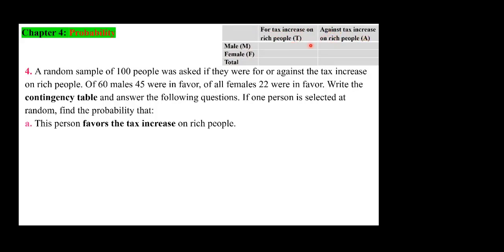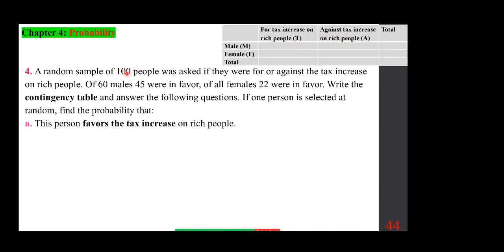Now we need to fill up what we have, a random sample of 100 people. That means total is 100. So right here is total. Total of everything is 100. Was asked if they were for or against tax increase of 60 males. So M, that means you put 60 here. 45 are in favor, you put it here. Of all females, we don't have a number yet, all females. 22 were in favor, we put the 22 here. So those are the numbers that are given.